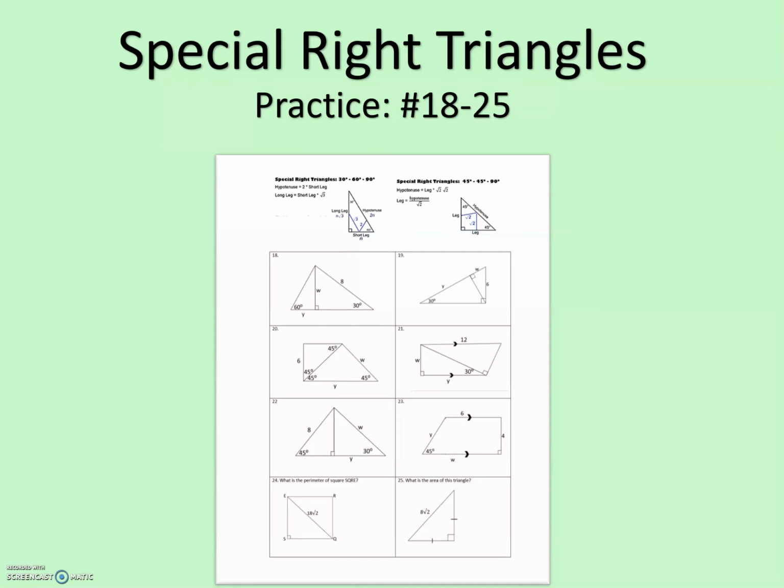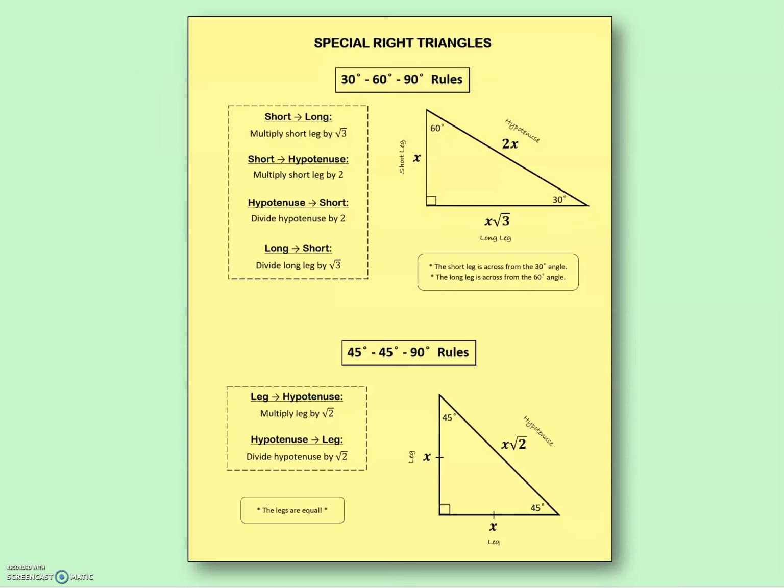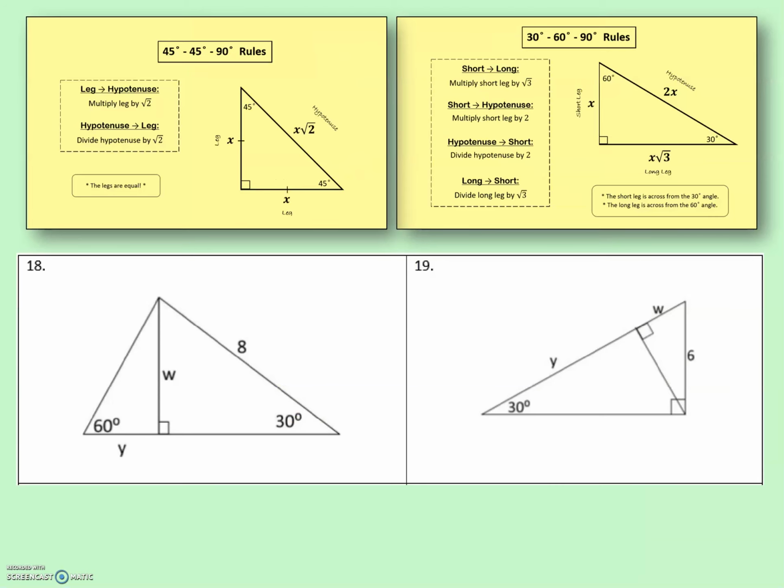So if you turn to that, we're going to be doing numbers 18 through 25, continuing in our practice of special right triangles. So page 7 of your packet should look like this, where it has all the rules written out. That might be something that's good to have in front of you. Actually, I'm going to have it right here on the video for reference as we go through the problems.